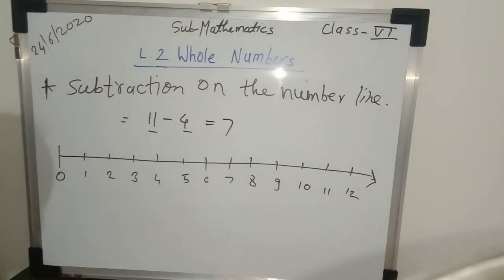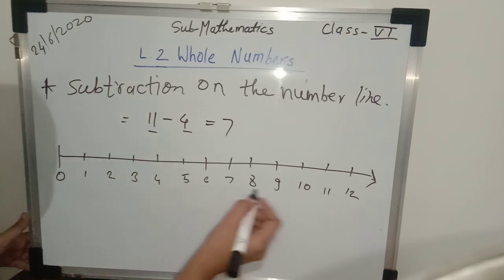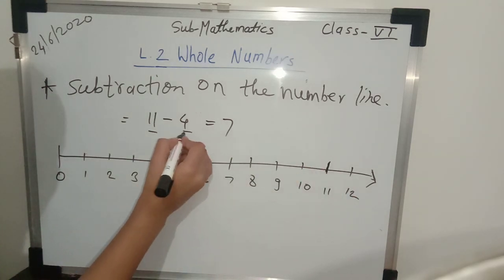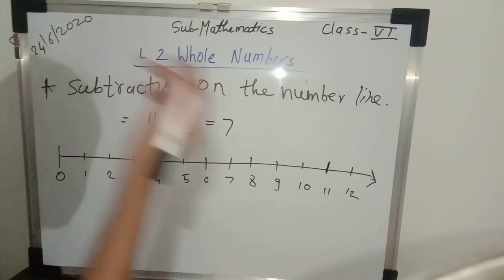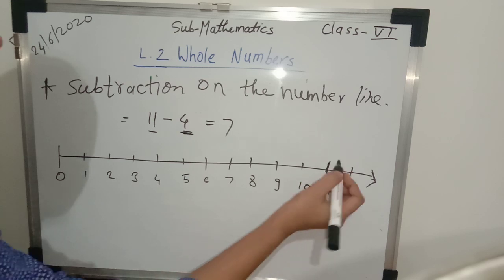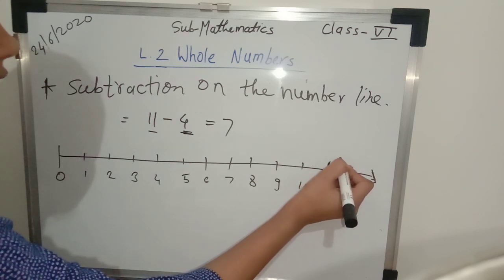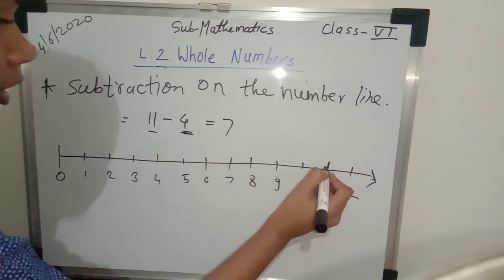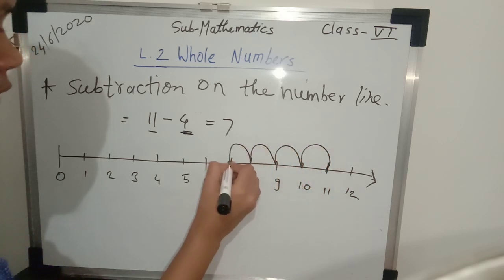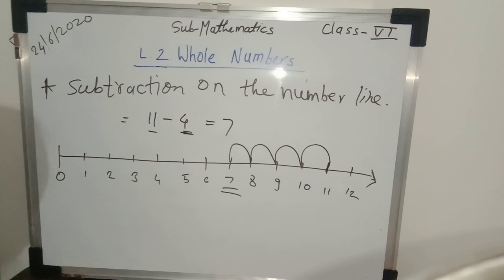Here we have to start from the 11, and how many jumps do we have to do? 4. Since we are subtracting, we have to move from right to left. So 1, 2, 3, 4 and our answer is 7. In this way you can take any different whole numbers and do addition and subtraction.